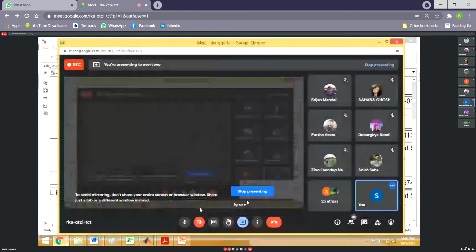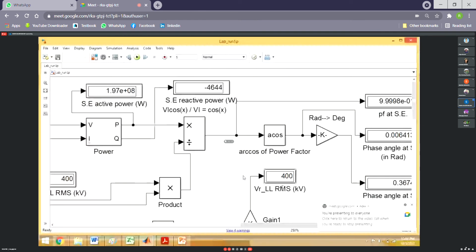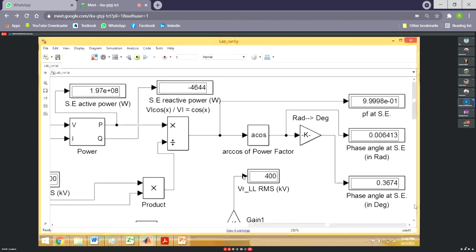Have you copied the active and reactive power and the power factor? No, ma'am. Yes or no? I could not hear. No, ma'am. Then copy this active power, reactive power, and power factor at sending end. You copy power factor angle. You do not copy right now. I shall explain.